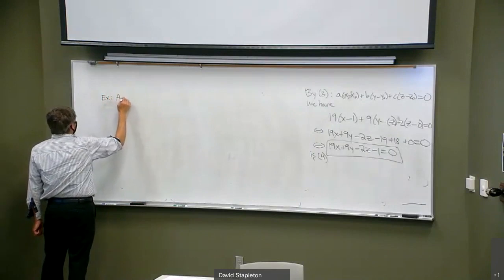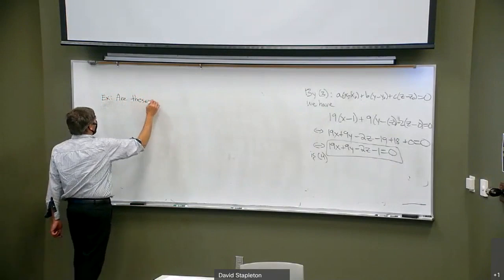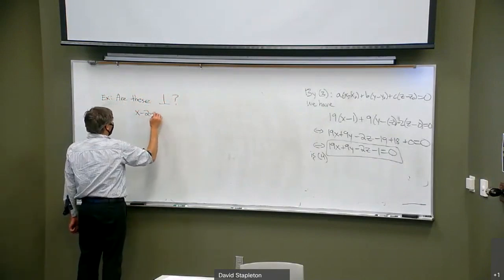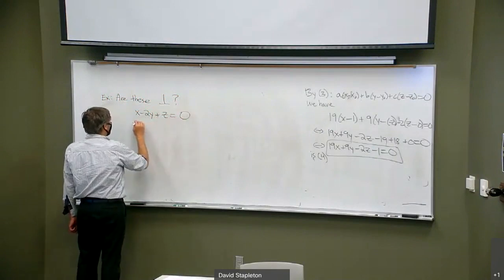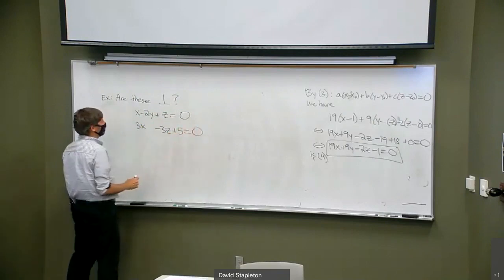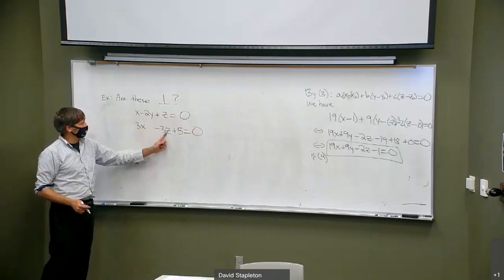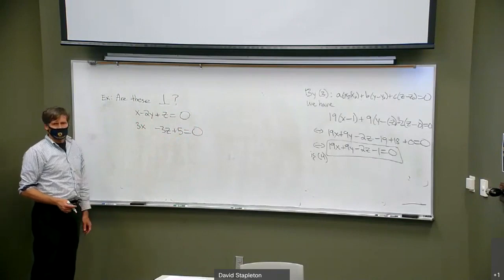How about this one? x minus 2y plus z equals 0, and 3x minus 3z plus 5 equals 0. Are those planes perpendicular? They're both planes, right? ax plus by plus cz equals d, or ax plus by plus cz plus d equals 0. We know they're planes. Are these perpendicular planes? How do we know?